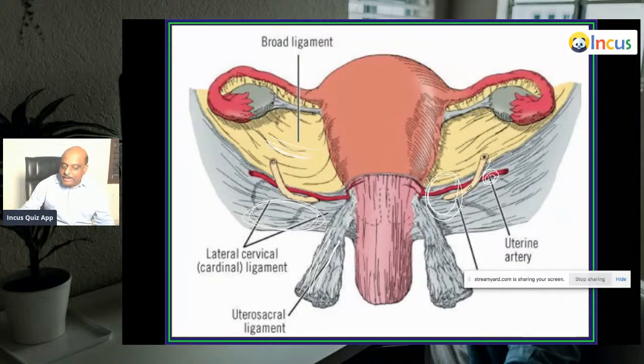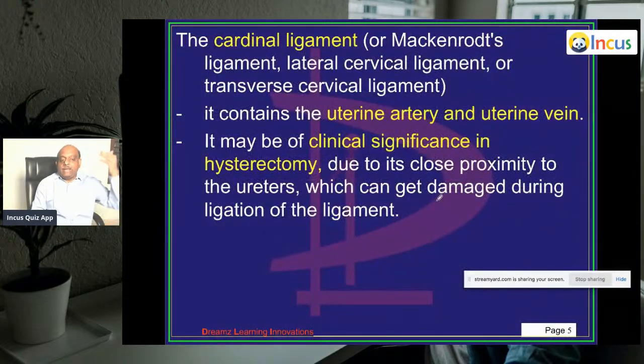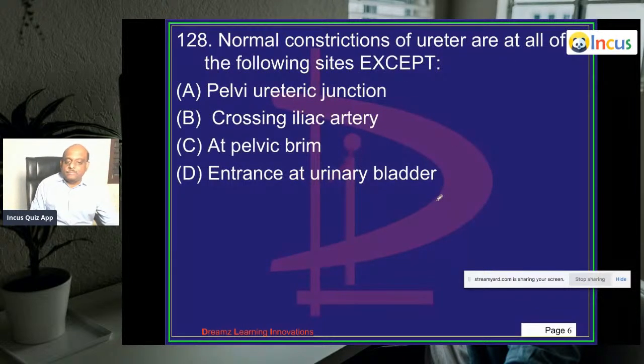In the attempt to ligate this, the ureter sometimes also gets injured. So the cardinal ligament or Mackenrodt's ligament or lateral cervical ligament or transverse cervical ligament, it is all the same thing. It contains the uterine artery and uterine vein. So during the hysterectomy, there is a close proximity to the ureter, and that can get damaged while you are doing the ligation of the ligament. So that you need to be very careful.